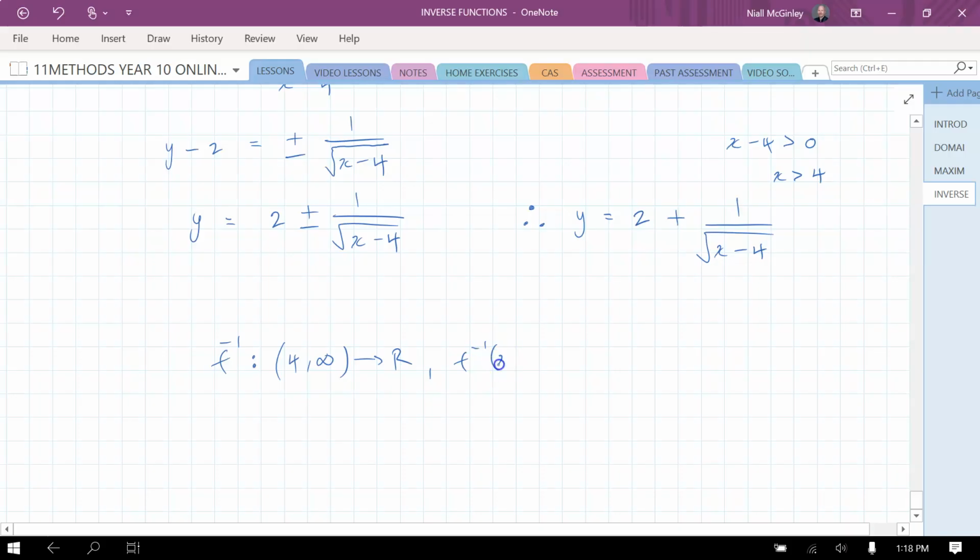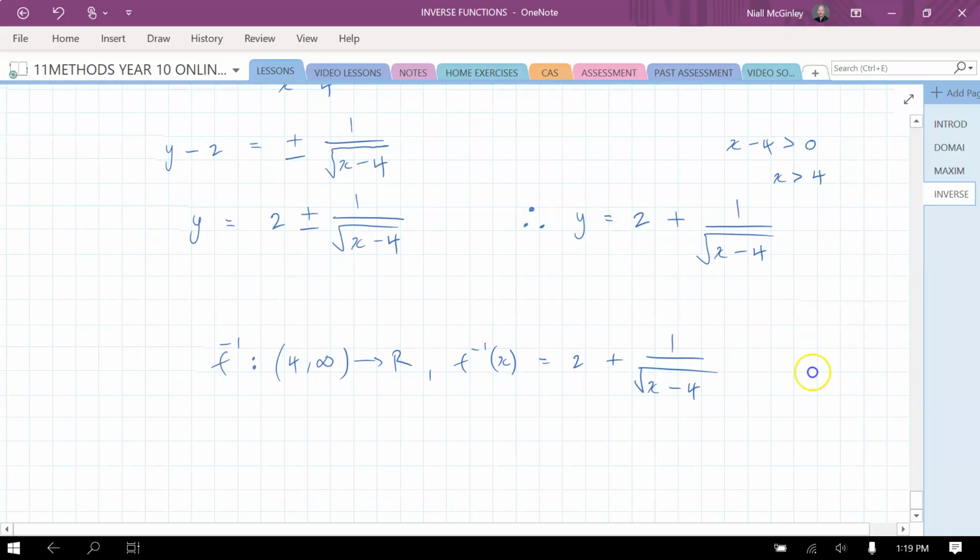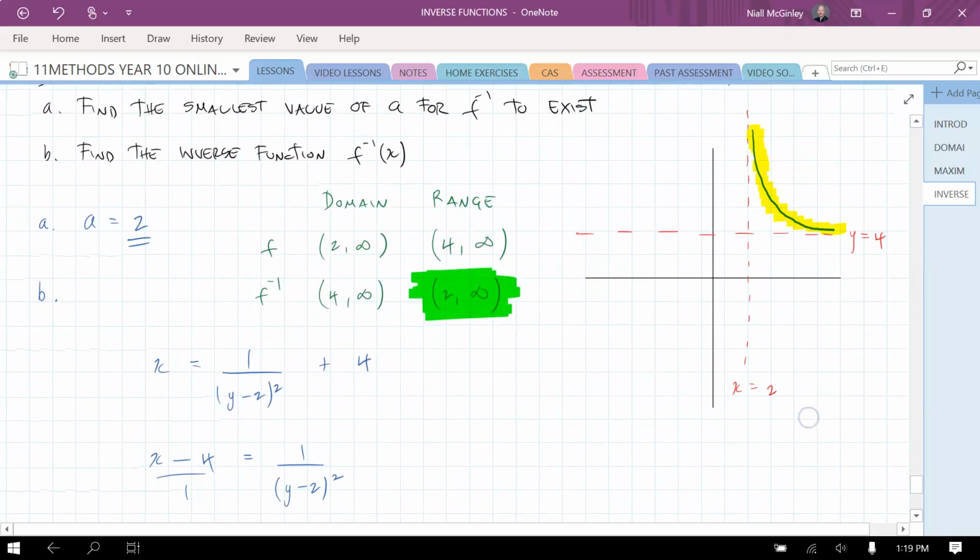And we just write down what the function is here. So 2 plus 1 over the square root of x minus 4. Okay, so again, for these types of questions, you have an asymptote at x equals 2. That means that on the inverse, you're going to have an asymptote at y equals 2. You have y equals 4 here, so in the inverse, it's going to be x equals 4.